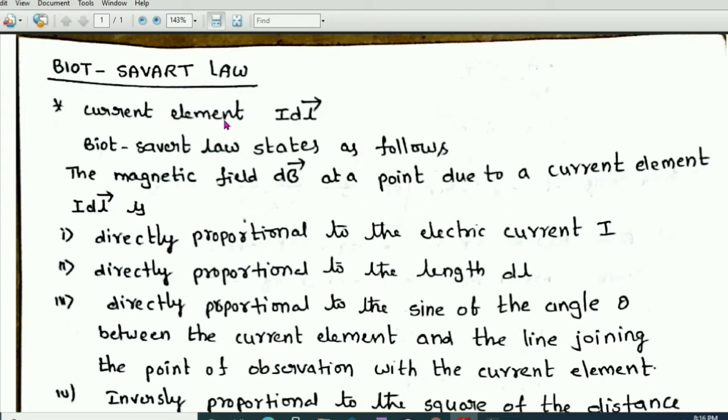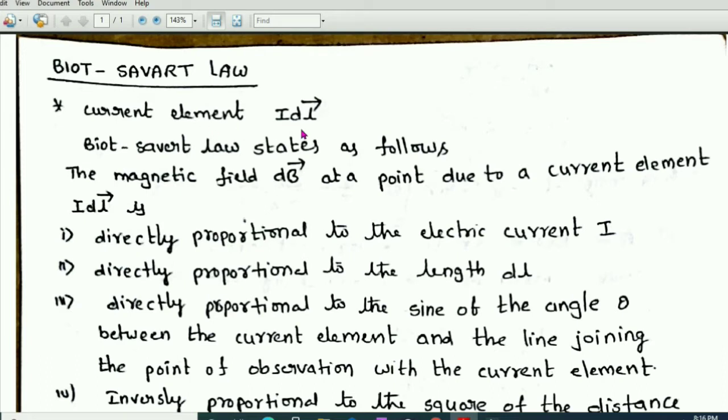Now the current element is represented by I into dl bar, where I is the current flowing through the conductor, and dl bar is the length of that element, a small portion of that conductor. By using the Biot-Savart law, we can find the magnetic field at a point due to the current element.